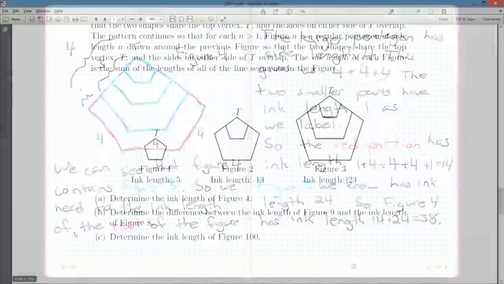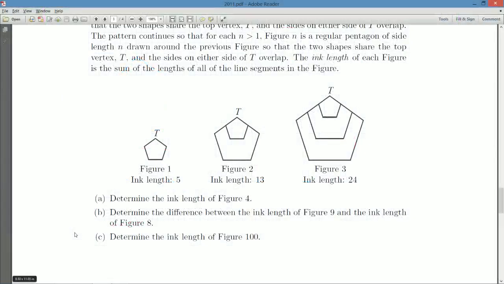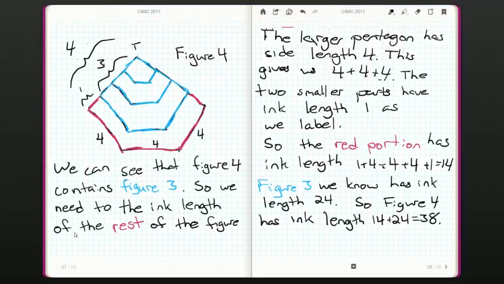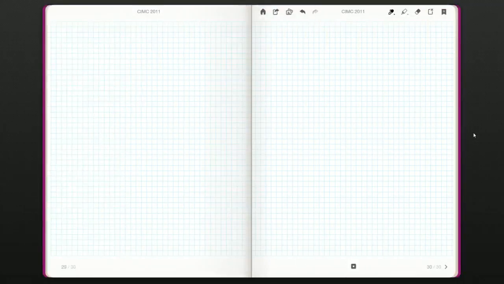So that was part A. What is part B asking us? Determine the difference between the ink length of figure 9 and the ink length of figure 8. Okay. So we probably shouldn't draw these. They're probably going to get rather big. So we're going to need to reason. We're going to need to make an argument.